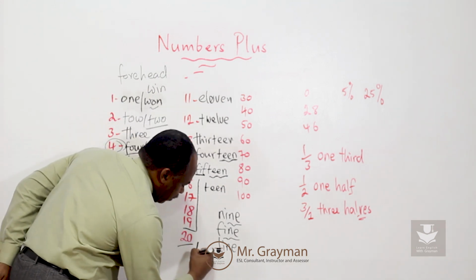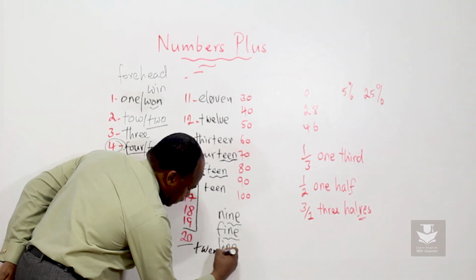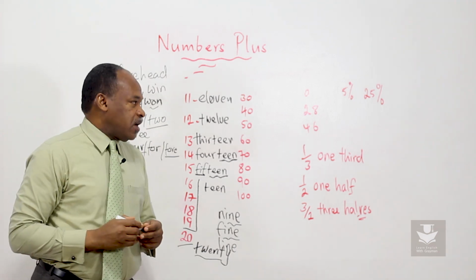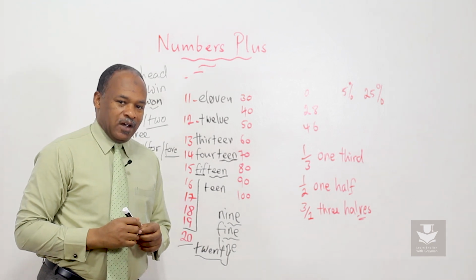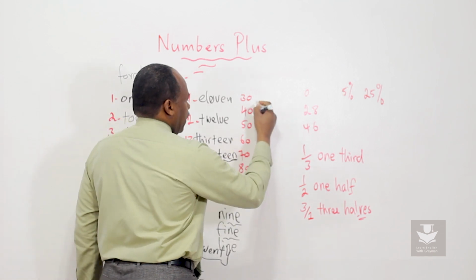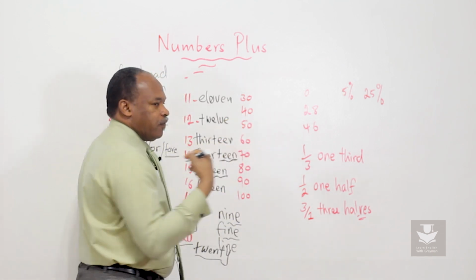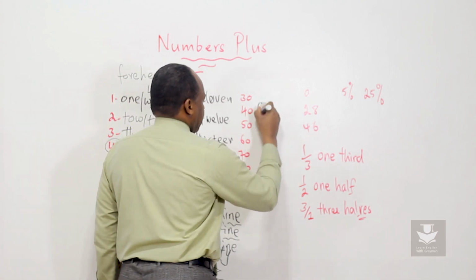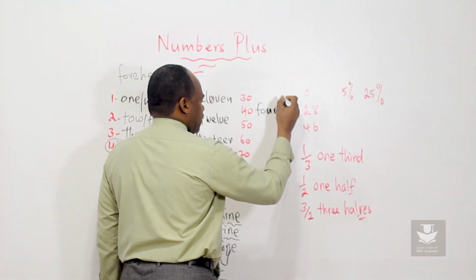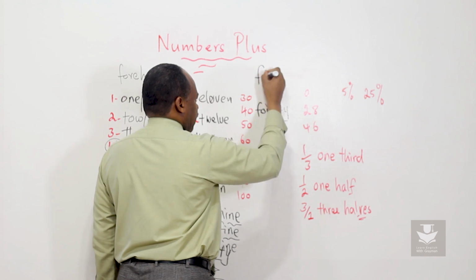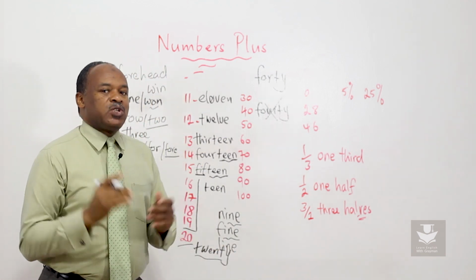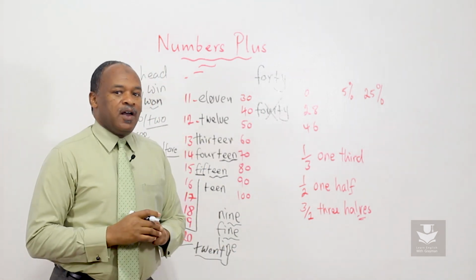This is 20. Some might pronounce it twenty and others might pronounce it twenty differently. Both pronunciations are correct. I'm going to start with 40. 40 is a little bit different. F-O-U-R-T-Y. This is not correct. It's supposed to be written F-O-R-T-Y without U.